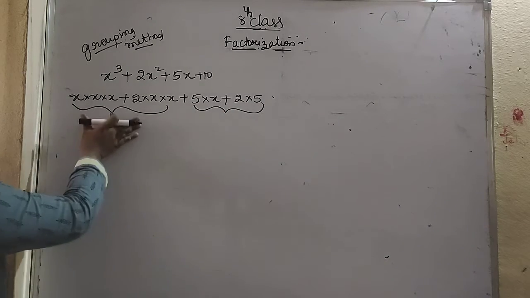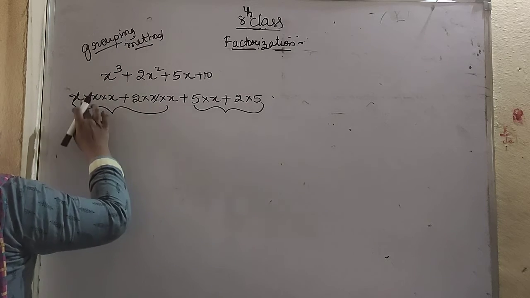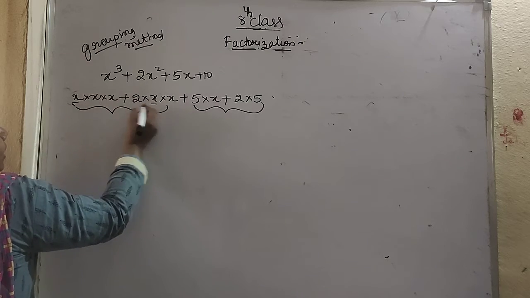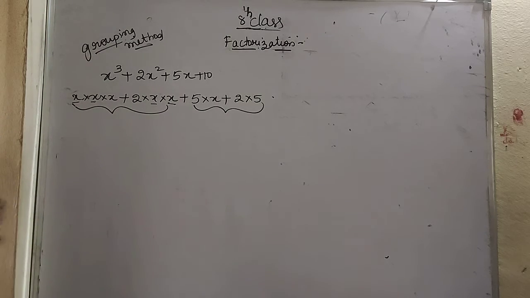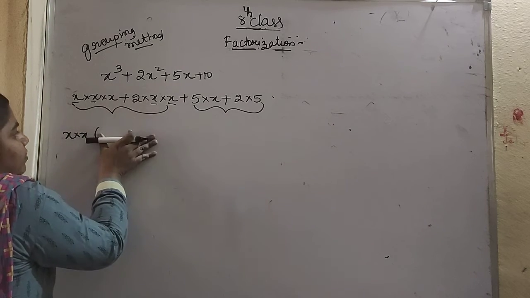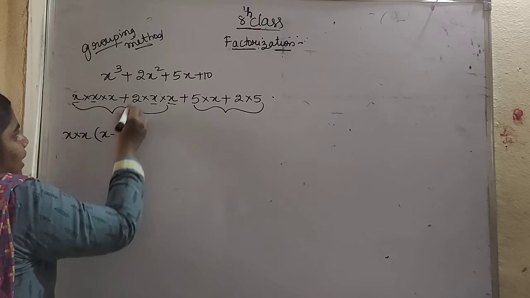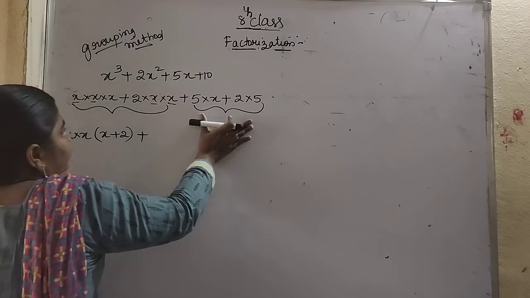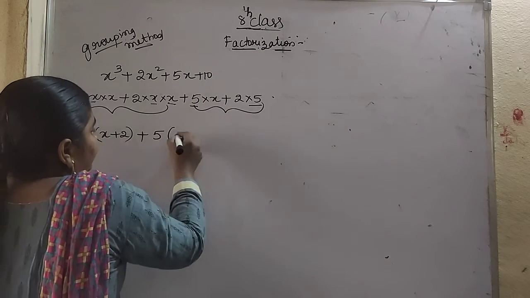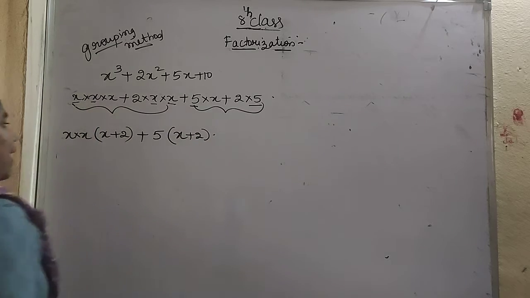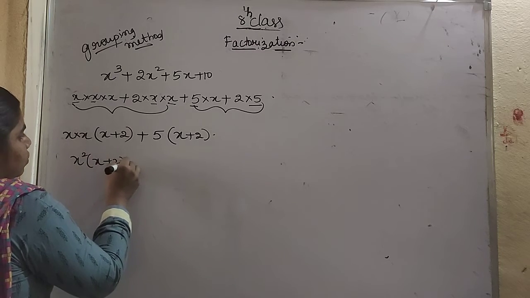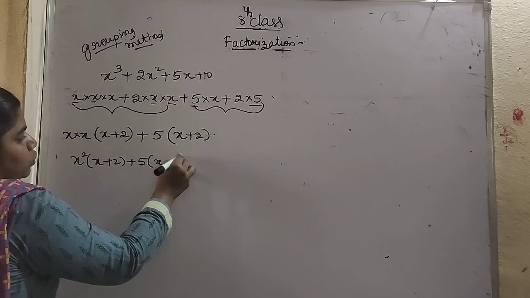Now in this, what are the common terms you are seeing? X. Don't cancel this, just keep an underline below that alphabet. Only these 2 x's are common in this. So x into x are common. The remaining terms I am writing in the brackets, that is 1 x is remaining, and in this case 2 is remaining. Now if you take this, in this 5 is common, so I am writing outside. The remaining terms I am writing in the form of brackets. Now x into x will be x square, x plus 2, plus 5 into x plus 2.